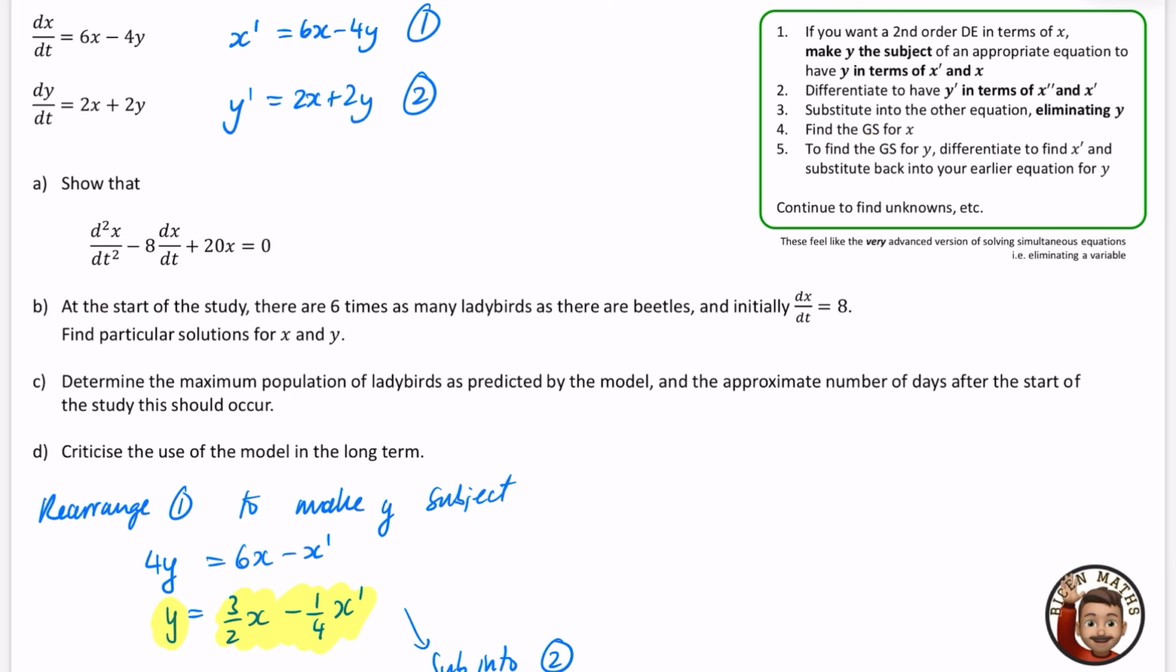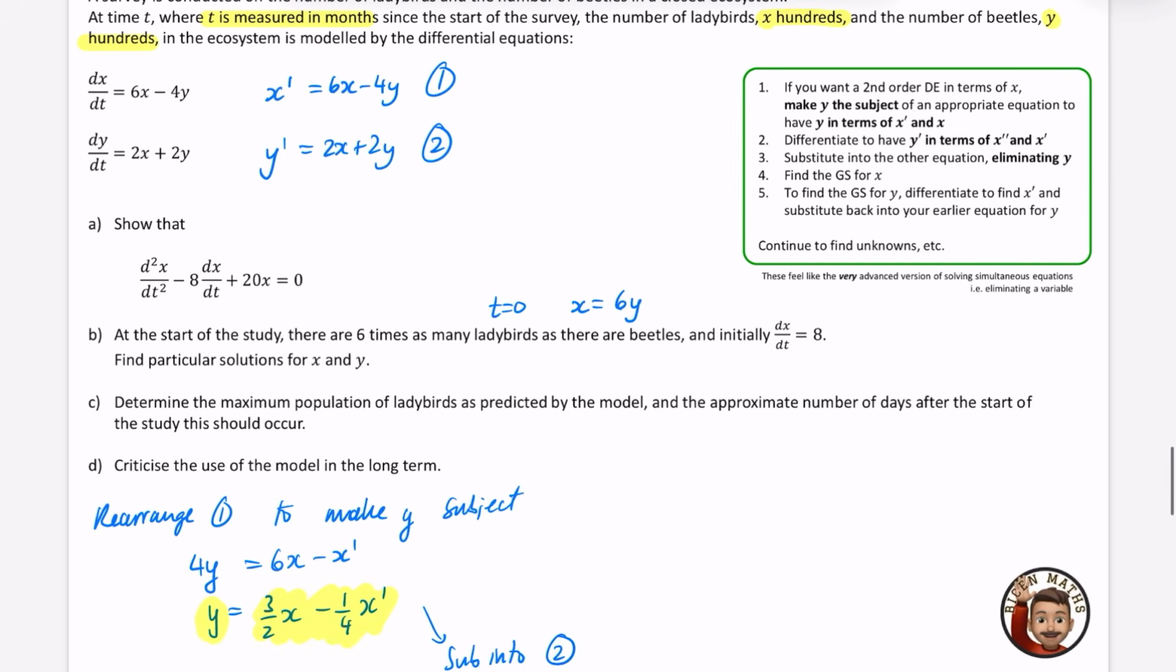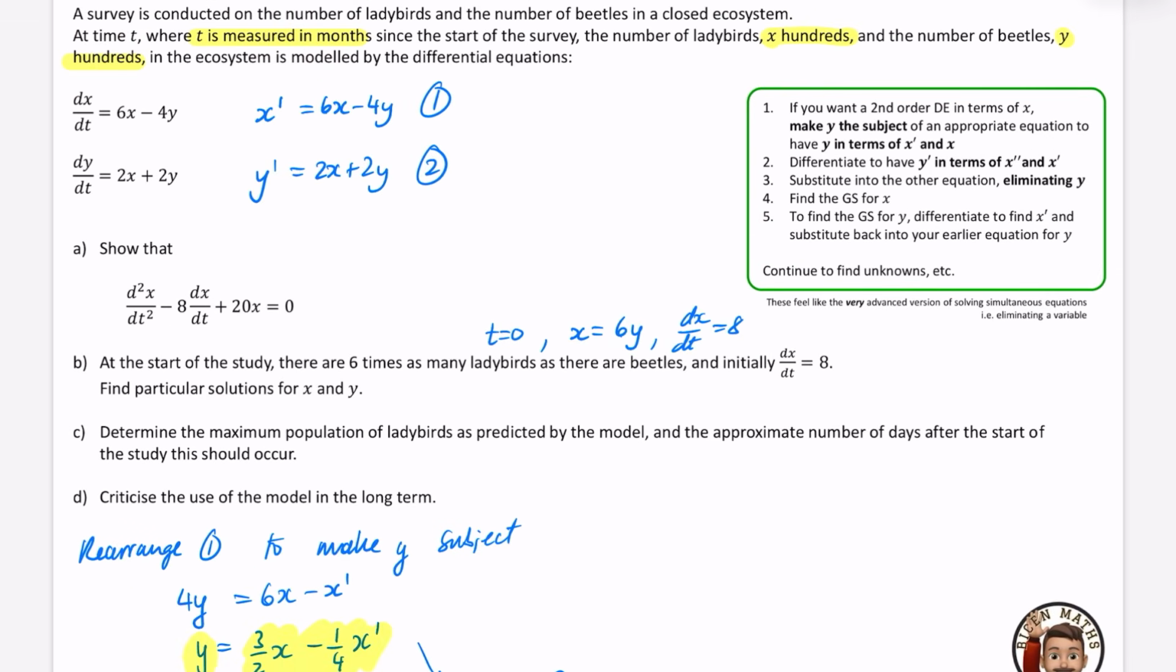So it says at the start of the study, there are 6 times as many ladybirds as there are beetles. Interesting. So when t is equal to 0, the number of ladybirds, which is x, is 6 times the number of beetles. And it also tells us that dx dt is 8. It's worth thinking about what this is saying. Remember that x is measured in hundreds, and t is in months, so it's saying that 800 per month are being added to the number of ladybirds at the start of the study. We're going to find the particular solutions for x and y.